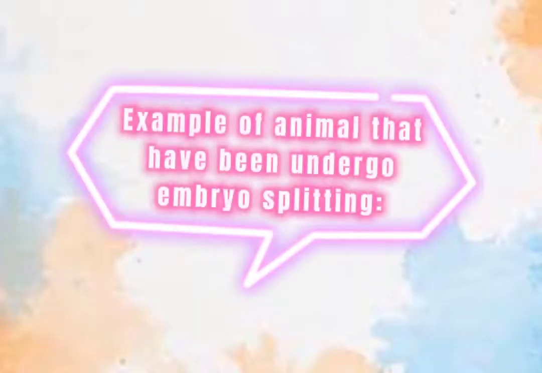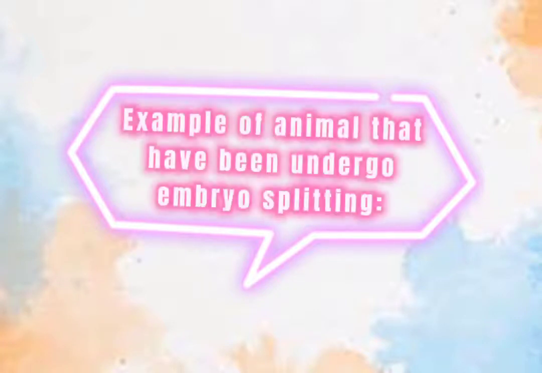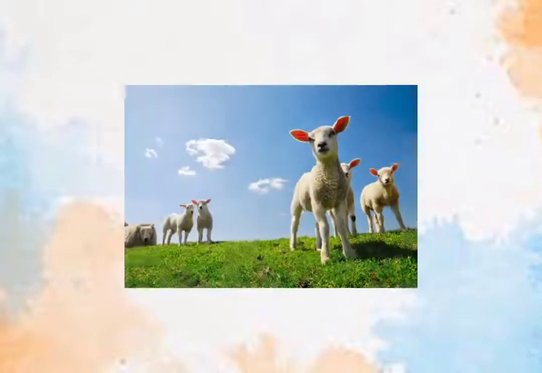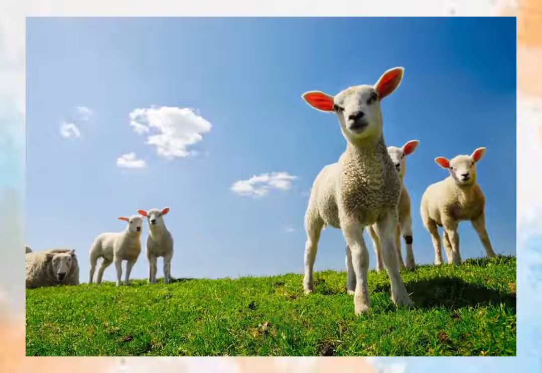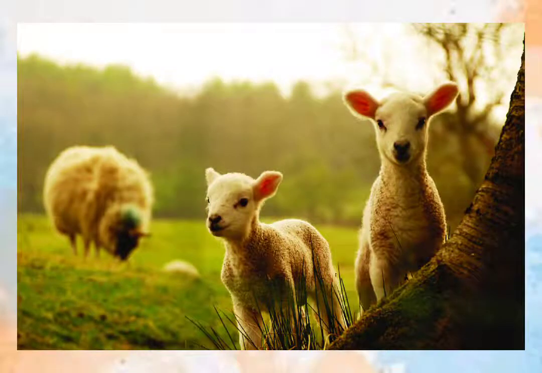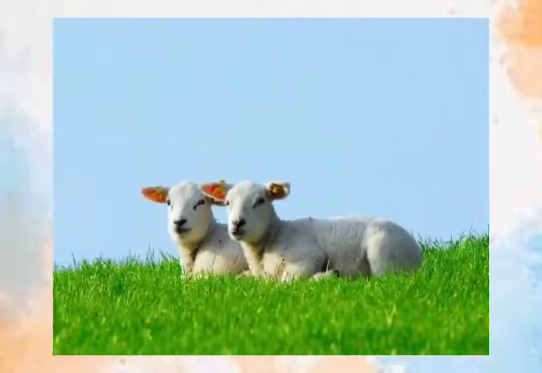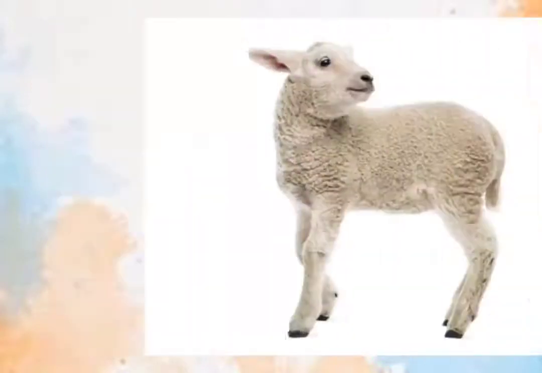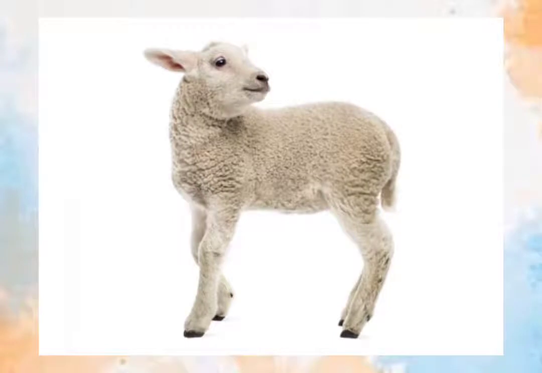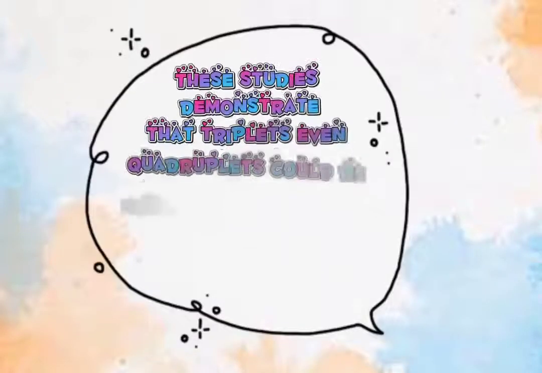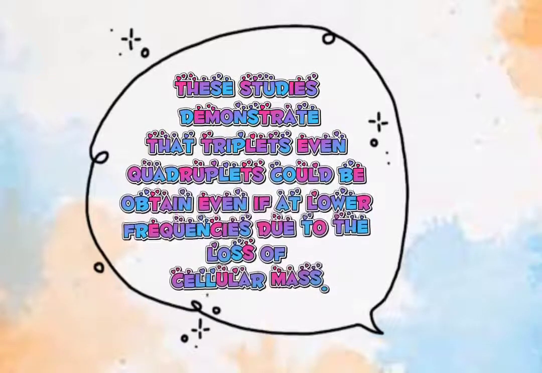Example. One of the examples of animals that have undergone embryo splitting is sheep. Steen Willadsen demonstrated that twins could be produced in sheep and cattle after splitting cleavage stage embryos and transfer of the demi-embryos into recipients. These studies demonstrate that triplets and even quadruplets could be obtained, even if at lower frequencies due to the loss of cellular mass.